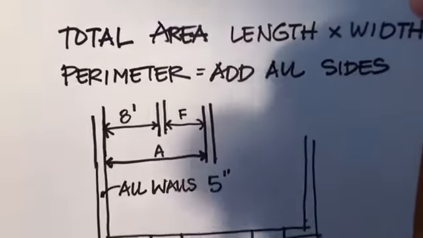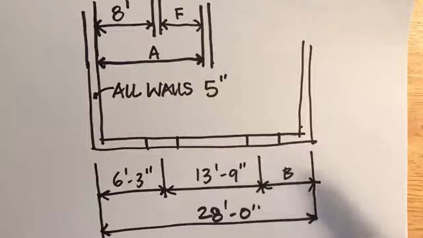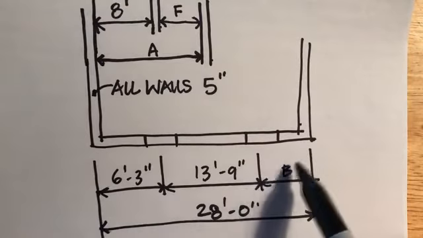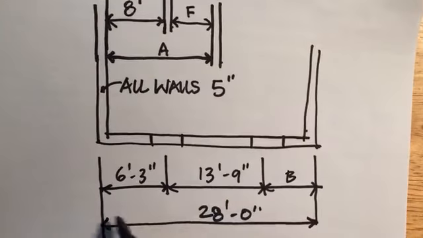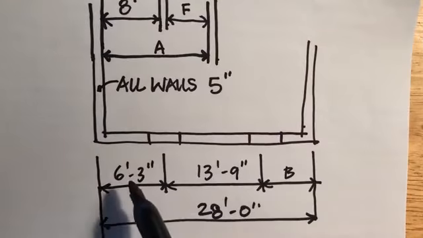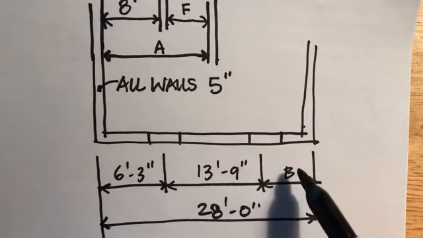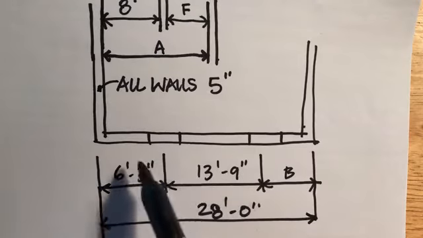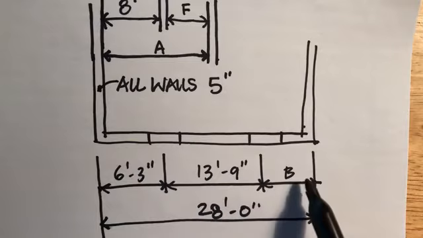The other couple of things I want to point out to you are the missing dimensions that you'll be working with. So if you already know that this is 28 feet and you have the 6'3" and 13'9", and you're looking for B here, you would add these two, and then whatever you get from this total, you would subtract from the 28 feet, getting your answer.